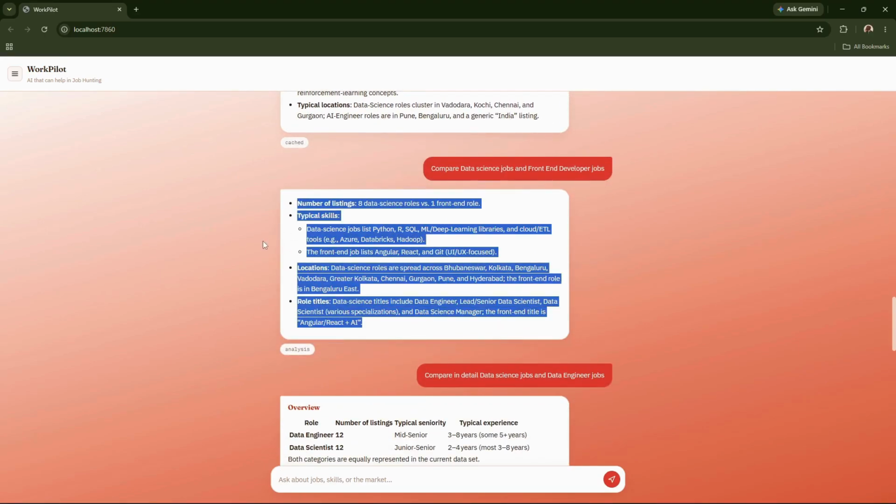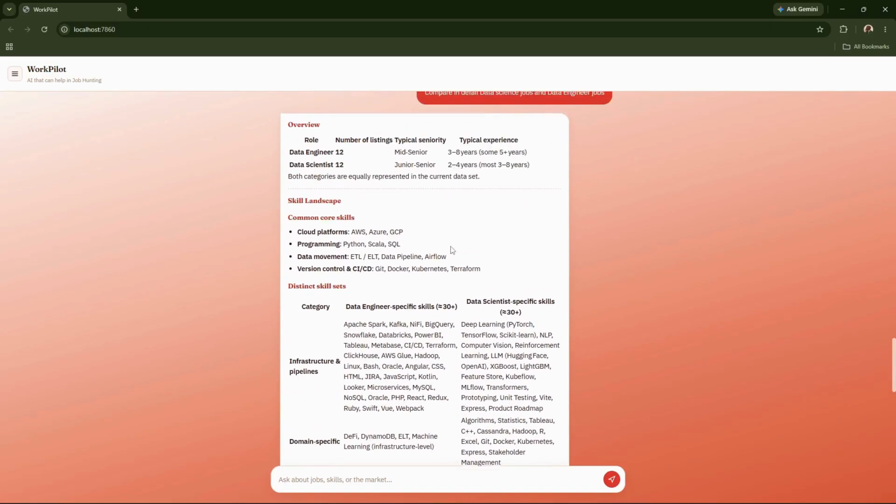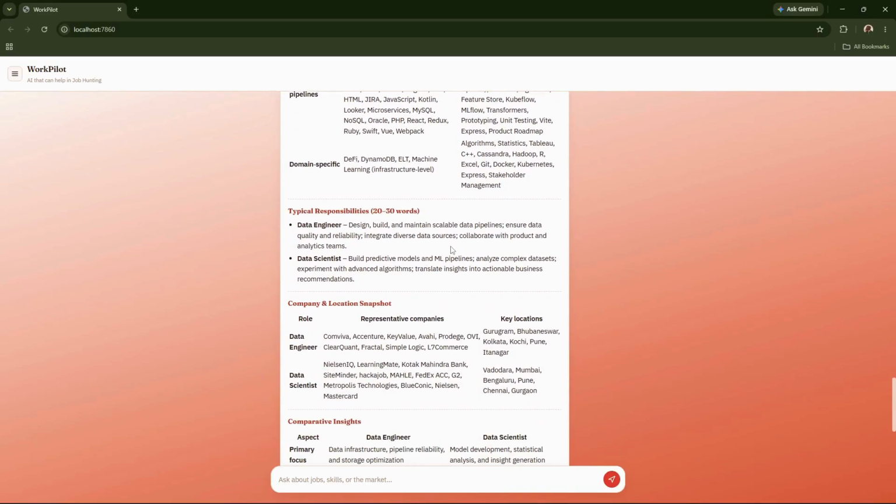this is what the most generic output looks like. When we use a detailed keyword, it gives us a more comprehensive, more detailed answer.